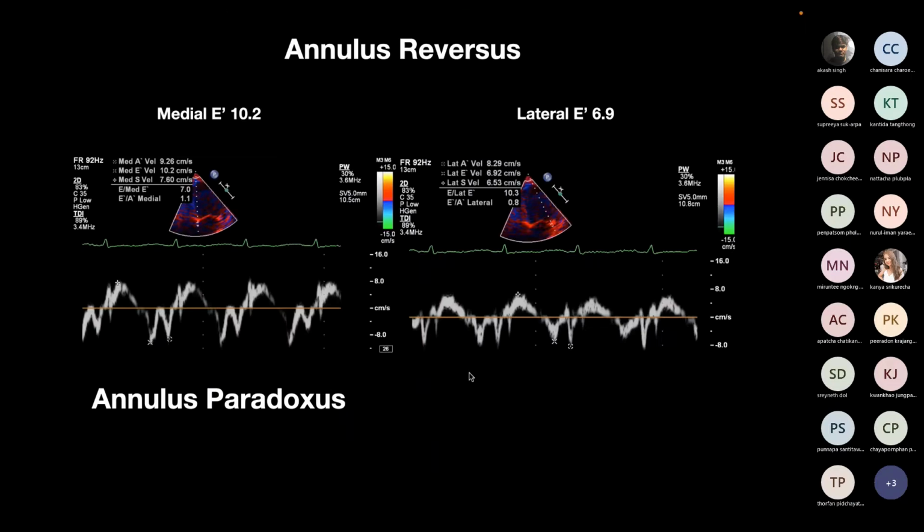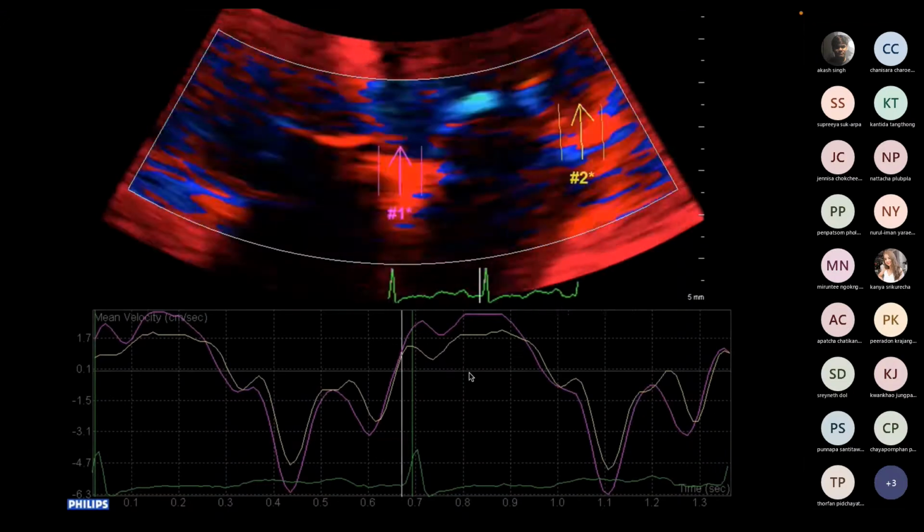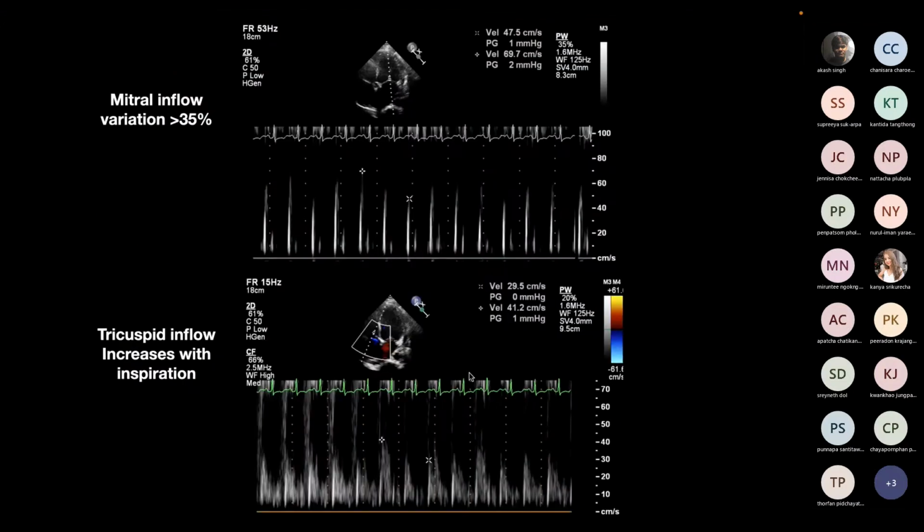So that's annulus paradoxus. And the criteria that I mentioned, mitral inflow variation of over 35%, again, we do it like that. We measure the E during expiration and inspiration. So that one is about 70 and this one is about 50. So the inflow variation is over 35%. We can make a diagnosis based on that as well.